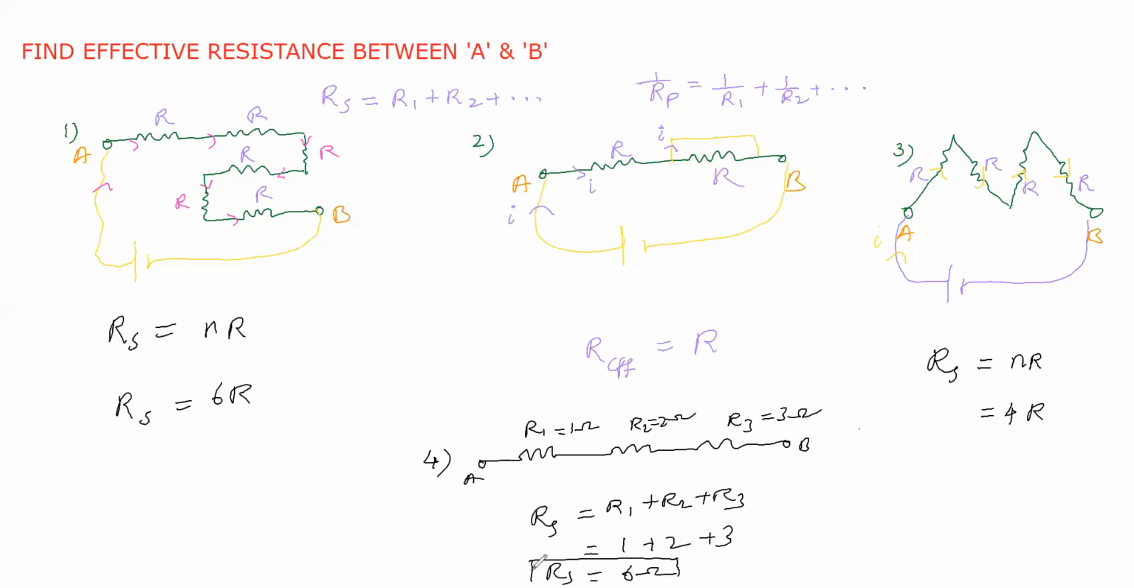Here see here, the effective resistance in series combination we are getting is greater than the greatest resistance. The resistors given are 1 ohm, 2 ohm, 3 ohm. Among these three resistors, the greatest resistance is 3 ohm, and we got an effective resistance greater than the greatest resistance among the given resistors.